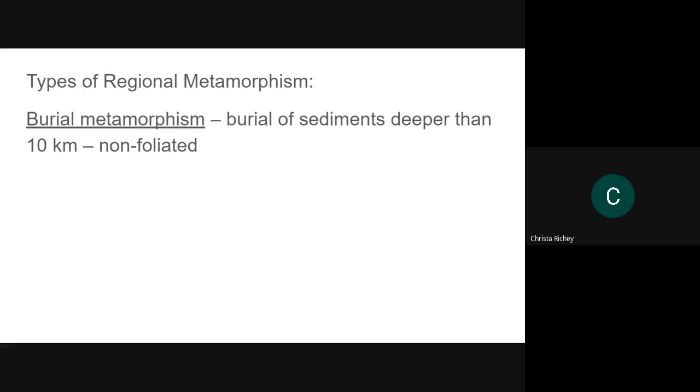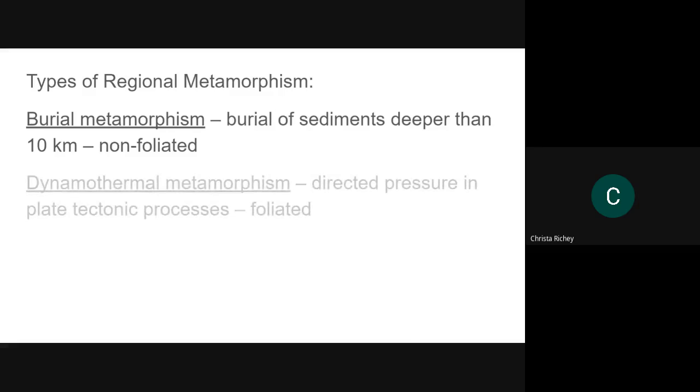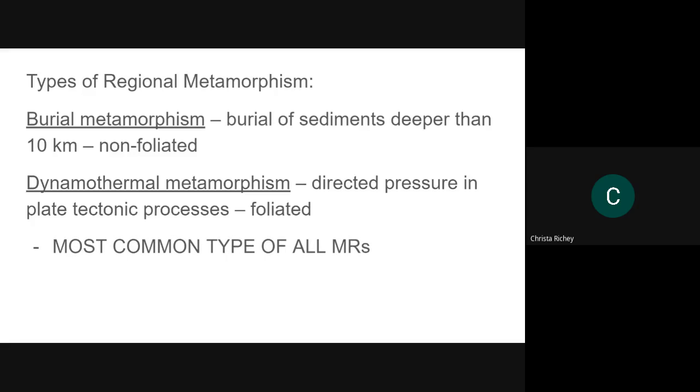Aerial metamorphism. This is not foliated, so we don't have those wavy looking lines. Dynamothermal does have the wavy lines, and this is actually the most common of the regional ones. Your plates collide, you've got stress in more of one direction than another, and it causes that curvy, snake-like looking line through here. And I've got pictures to show you how this happens.